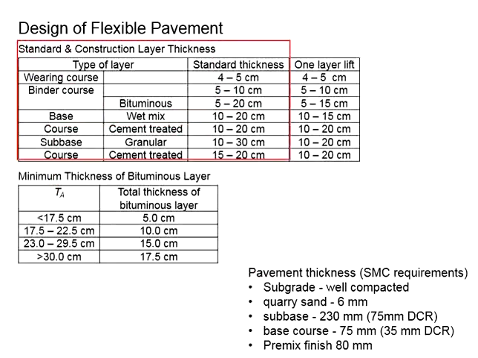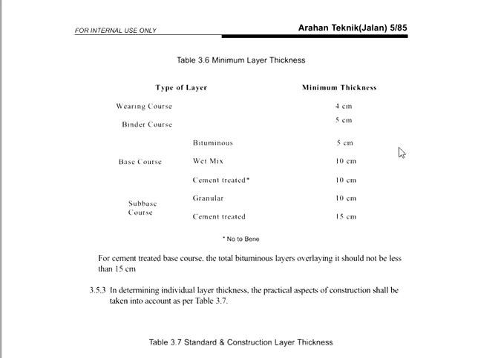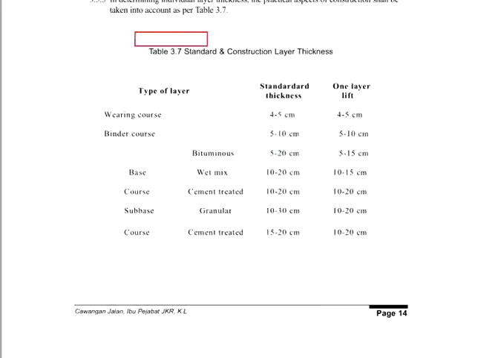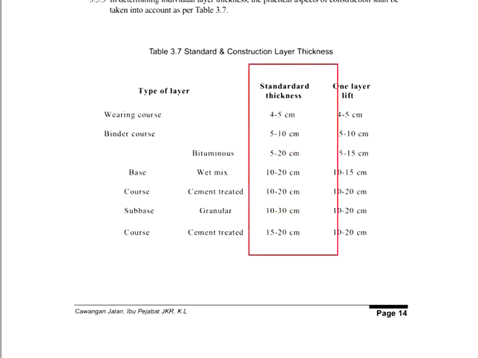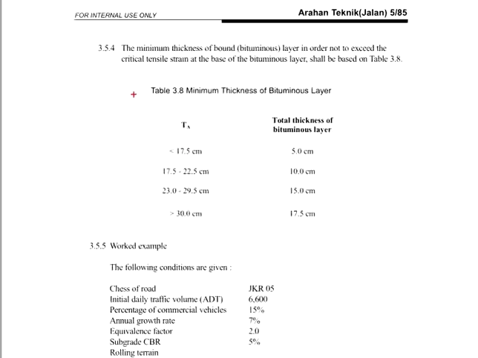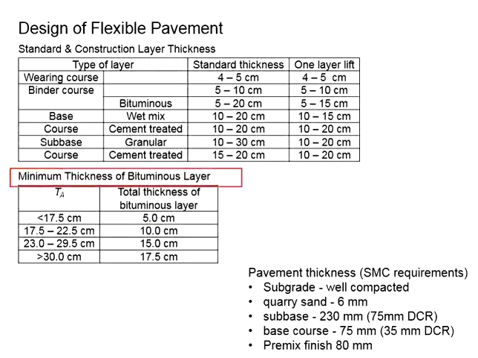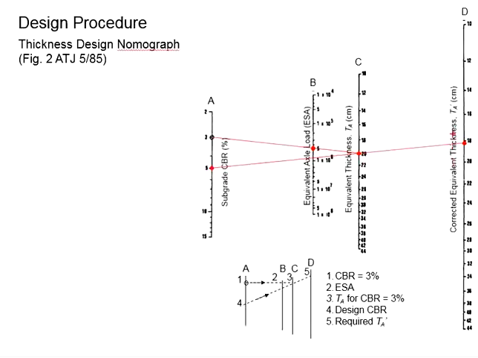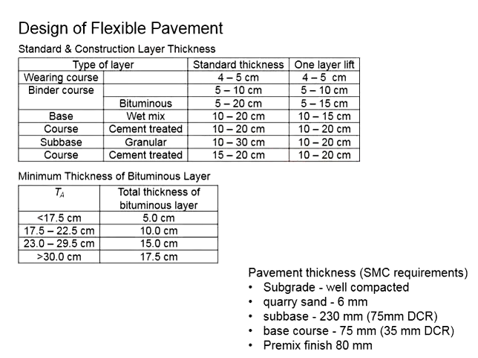You will need to also check these two tables here. All the tables can be acquired from the Arahan Teknik. Table 3.6 minimum layer thickness. Table 3.7 standard and construction layer thickness. It gives you the standard thickness of the pavement and also minimum thickness of bituminous layers. This minimum thickness of the bituminous layer is determined by the TA that you acquire from the monograph. Let's say in this case, the value acquired is 18 point something, let's say 18.2. Check the range.